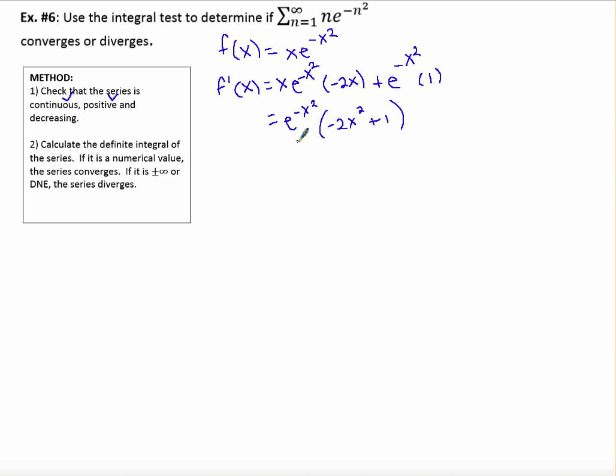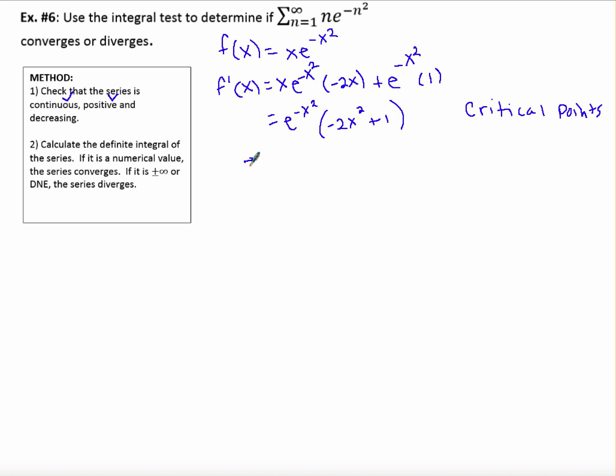Okay, well, there's the derivative, but in order for me to figure out if it's increasing or decreasing, I need to find the critical points. That's going to be where it crosses the x-axis. So I'm going to use the zero product property to find where the derivative crosses the x-axis. So I'm going to find those critical points. And they cross the x-axis where it equals 0.